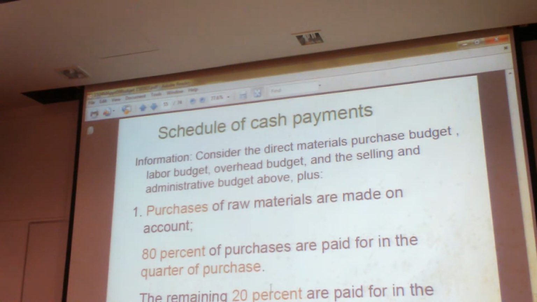That means you don't pay immediately. Now they say 80% are paid for in the quarter of purchase. Okay, so in that quarter it's paid, so just 80%. Now the remaining 20%, so 20% of whatever purchases are paid in the following quarter. Okay, wait.